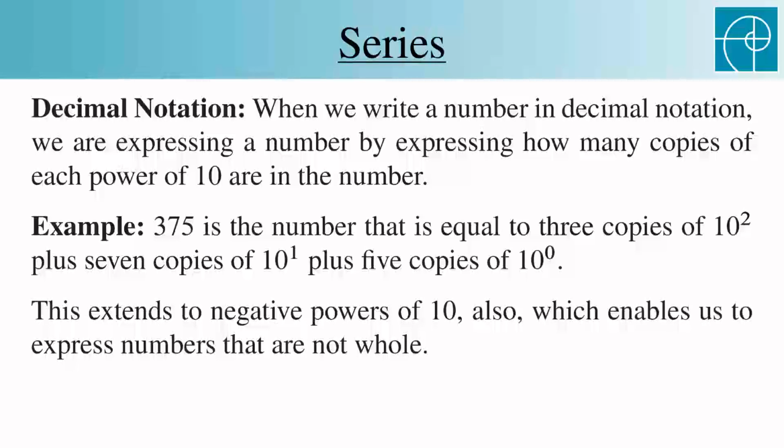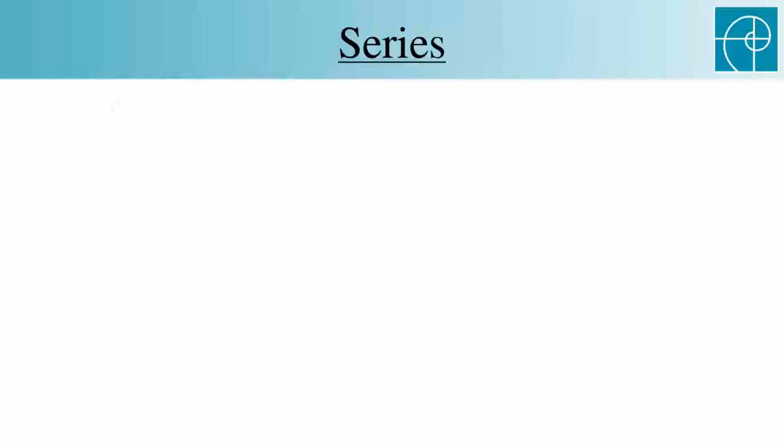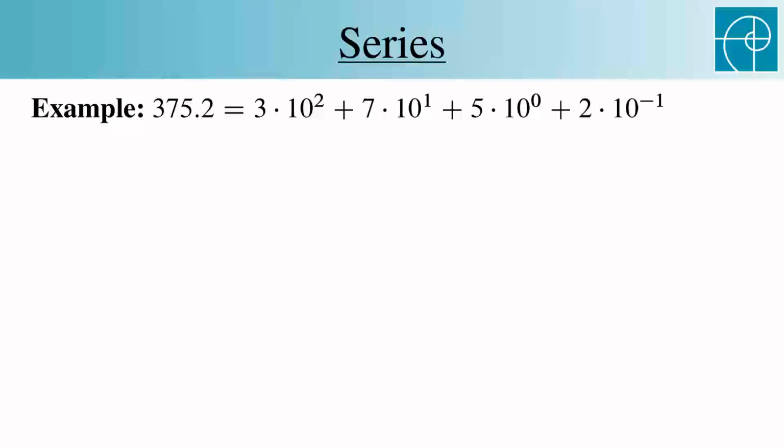This extends to negative powers of 10 also, which enables us to express numbers that aren't whole. For example, 375.2 equals 3 times 10 squared plus 7 times 10 to the first plus 5 times 10 to the 0 plus 2 times 10 to the negative 1.